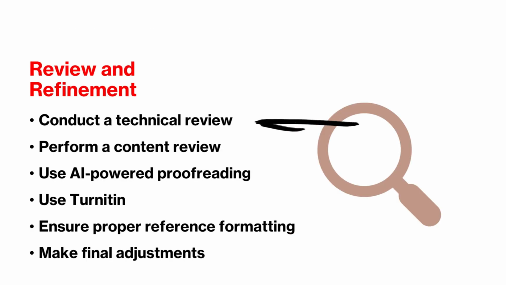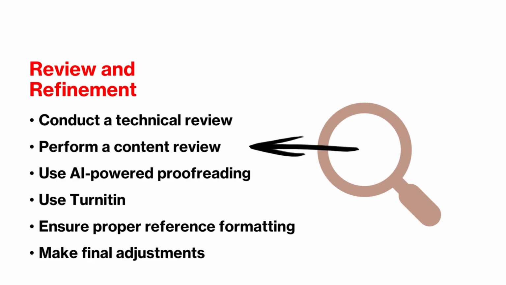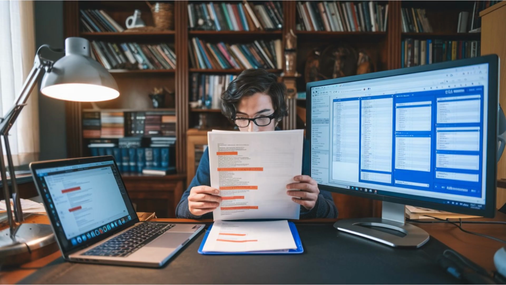Begin your review process by conducting a technical review. Verify that all citations are accurate, properly formatted, and correspond to your reference list. Review the content for clarity, flow, and coherence. Ensure that each section transitions smoothly into the next, creating a cohesive narrative.